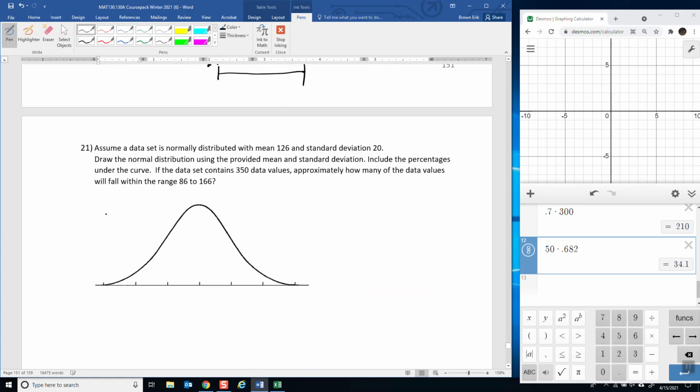Okay, a couple more of these. So here again, we've got a normal distribution. Notice our mean is 126 and our standard deviation is 20. So this is 146, 166, 186. I'm just adding 20 each time. Now I'm subtracting 20: 106, 86, and 66. That's nice for addition and subtraction.